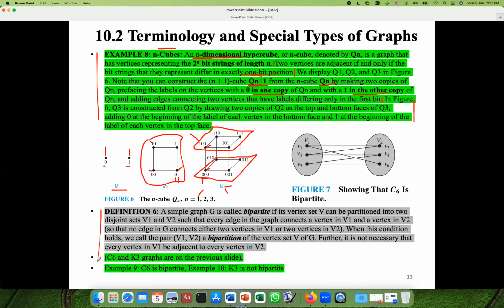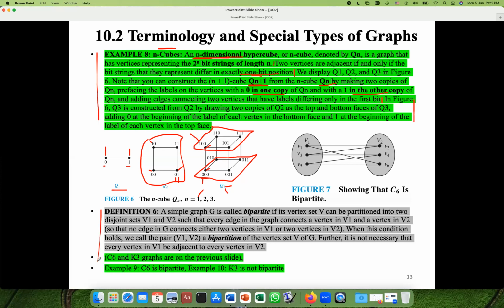So now the definition: a simple graph is what? One which does not have loops or multiple edges. A simple graph is called bipartite if its vertex set V can be partitioned, meaning divided, into two sets V1 and V2, such that every edge in the graph connects a vertex in V1 and a vertex in V2.